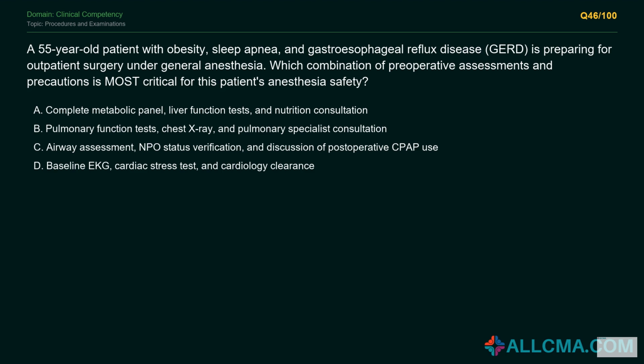Option A. Complete metabolic panel, liver function tests, and nutrition consultation. Option B, pulmonary function tests, chest X-ray, and pulmonary specialist consultation. Option C, airway assessment, NPO status verification, and discussion of postoperative CPAP use. Option D, baseline EKG, cardiac stress test, and cardiology clearance.